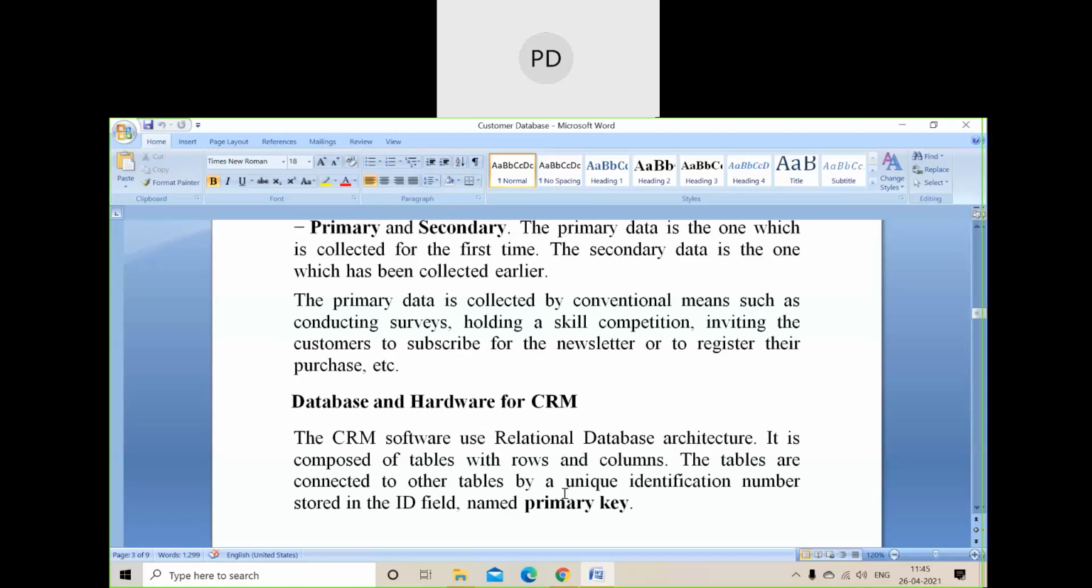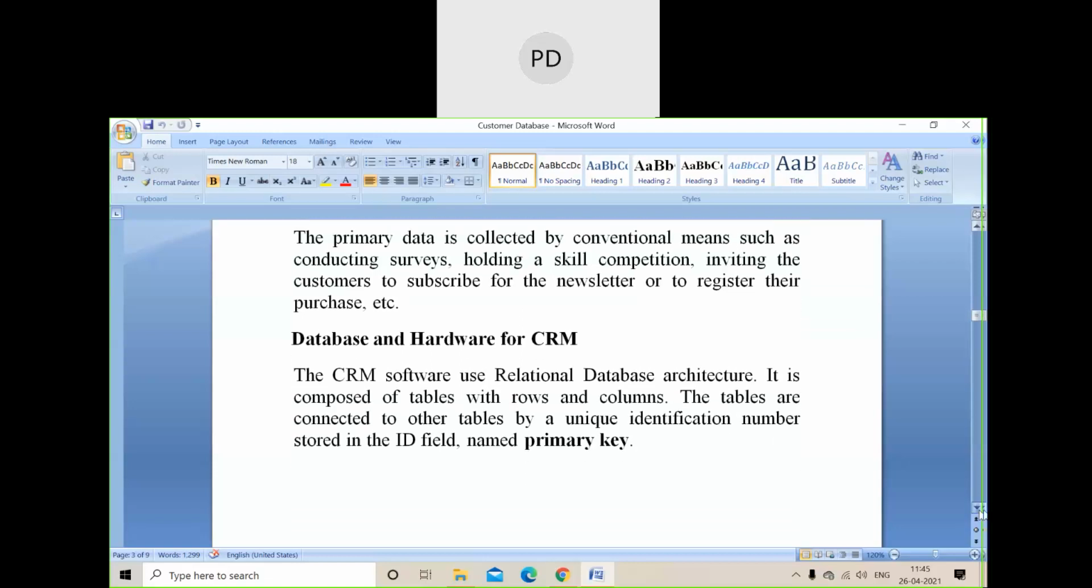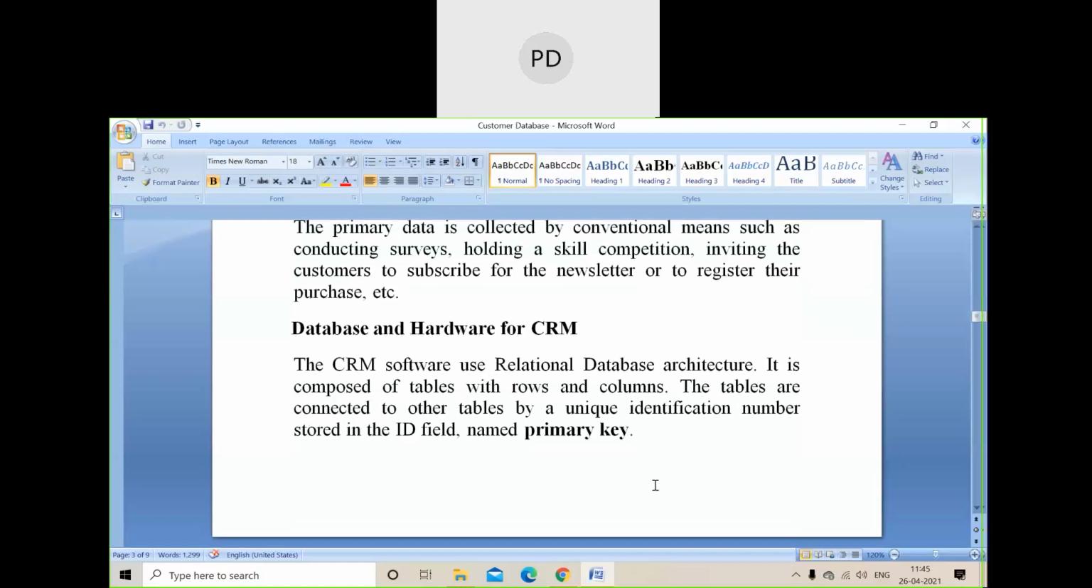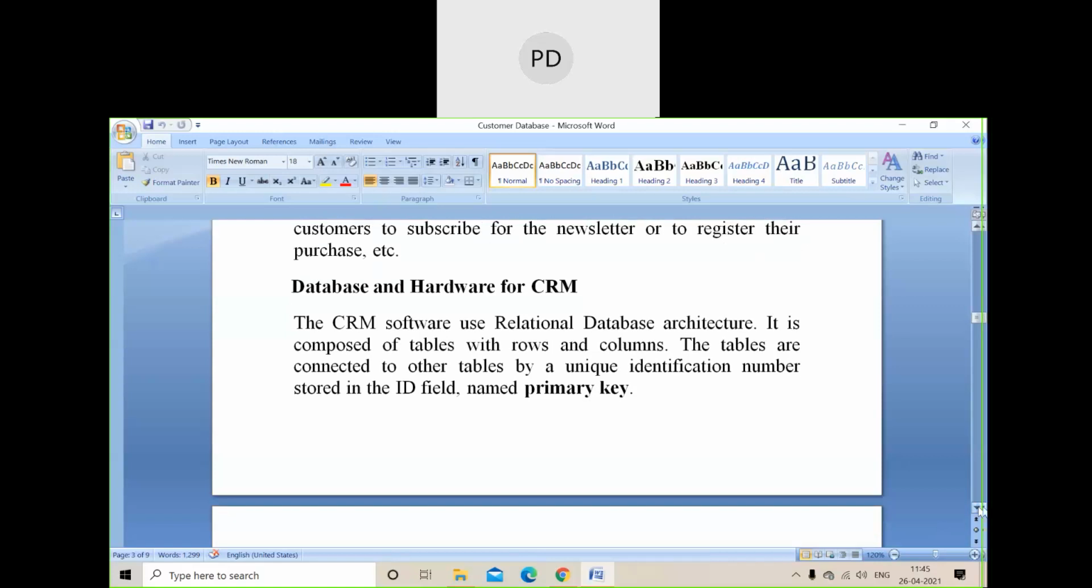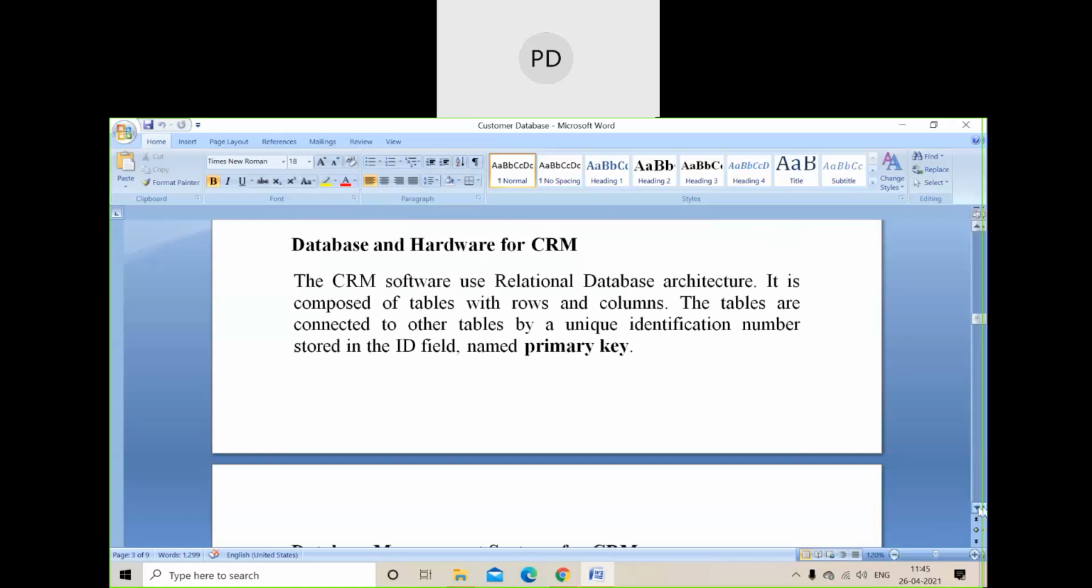So this is called as primary key. Remember this, I might ask you in the exam. Okay, so what is primary key? Primary key is nothing but that identification number through which we find out the relatable data for a particular person or for a particular customer.